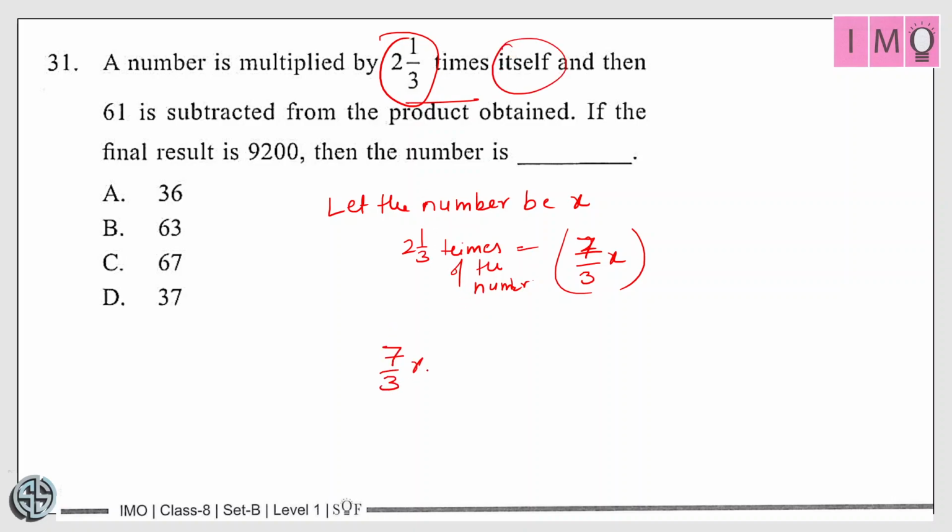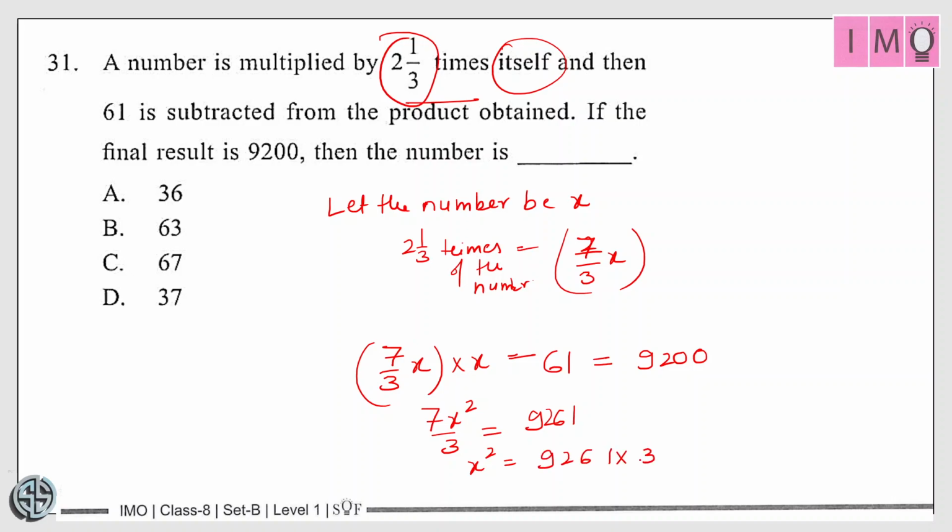So when you multiply 7 upon 3x with x and then subtract 16 from the product obtained, you will get the answer as 9200. So this is the equation. When you solve, 7x square upon 3 is equal to 9261. Okay, now 3 will be moved to this side, so the value of x square will be 9261 into 3 upon 7. Let's solve. 7 1s are 7, it will become 2, 7 3s are 21, 7 2s are 14, and 21, 7 3s are 21. So the value of x square is this.